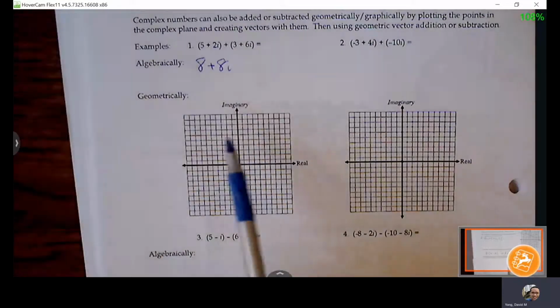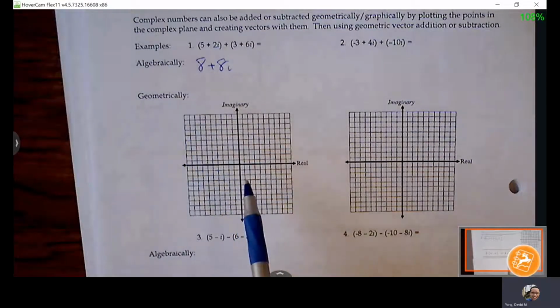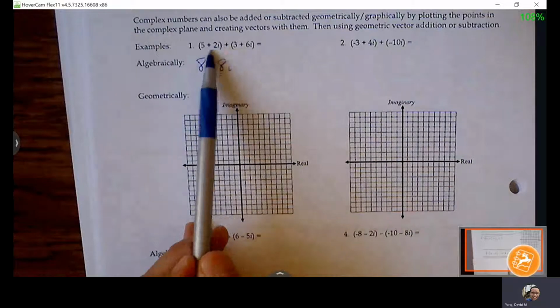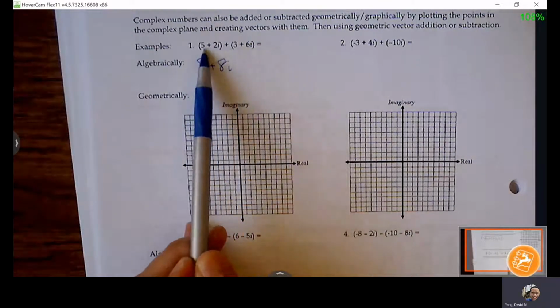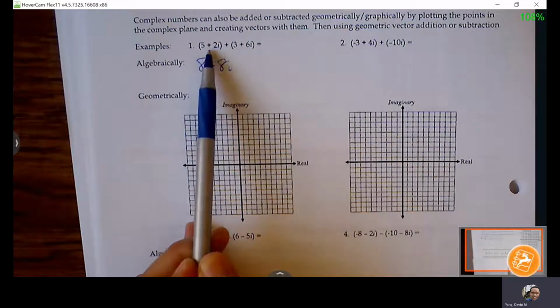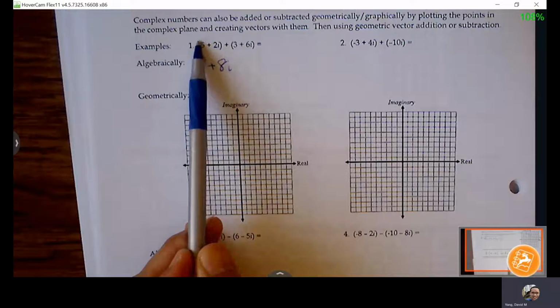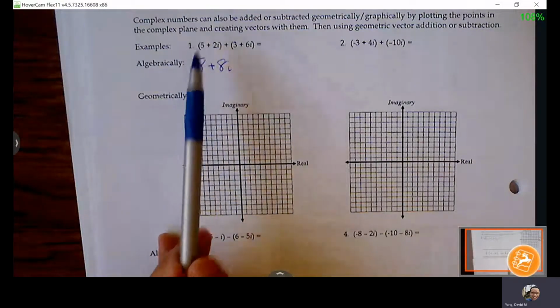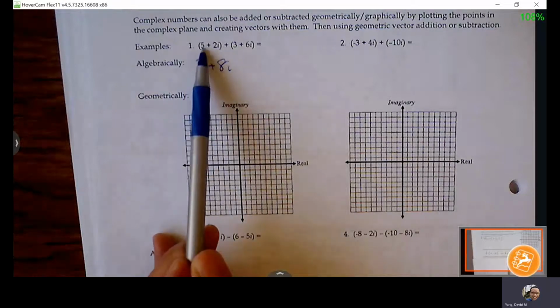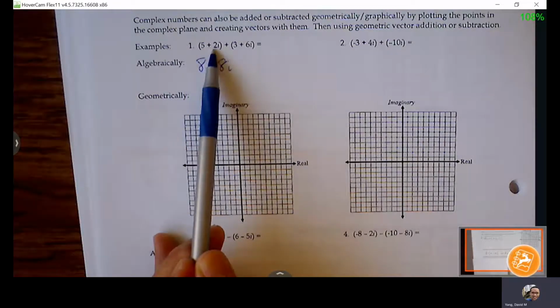Okay, so this is how we're going to create this geometrically using vectors. We'll treat this like vector 1, and we'll treat this like vector 2. So vector 1 is 5 plus 2i. From the origin, we're going to move 5 units to the right and 2 units up, because the real component is going to be along the x, and then the imaginary is going to be vertical. So we'll go 5 to the right, 2 units up.